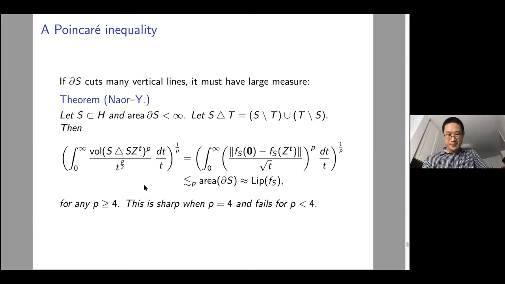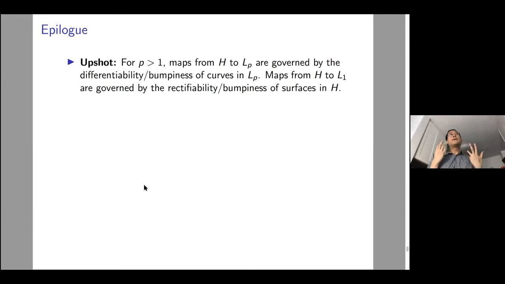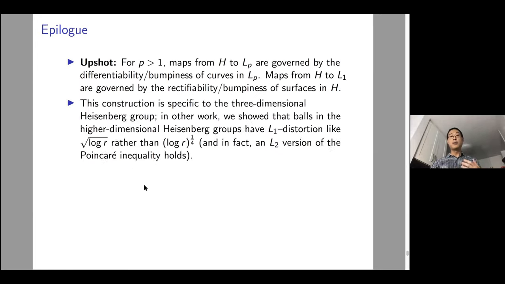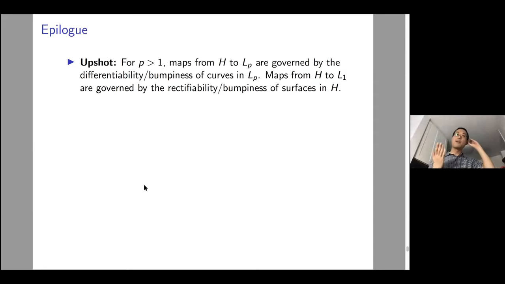And so let me just conclude. If I had to sum this up in a couple sentences, what I would say is that when p is greater than 1, when we're looking at the uniformly convex case, maps from the Heisenberg group to L_p are governed by the differentiability, by the bumpiness of curves in L_p, by the difficulty of constructing curves that are not close to lines anywhere. In the non-uniformly convex case, maps from the Heisenberg group to L1 are governed by the behavior of surfaces in the Heisenberg group. And in particular, they're governed by how bumpy you can make surfaces in the Heisenberg group, how well you can do this construction. And in particular, this construction is entirely a product of the three-dimensional Heisenberg group.